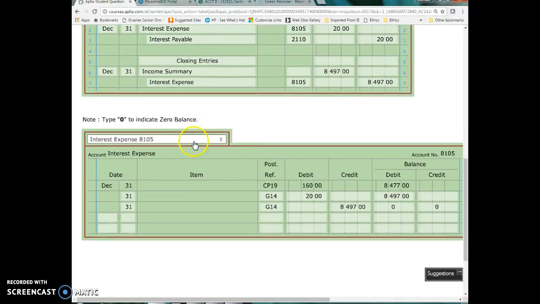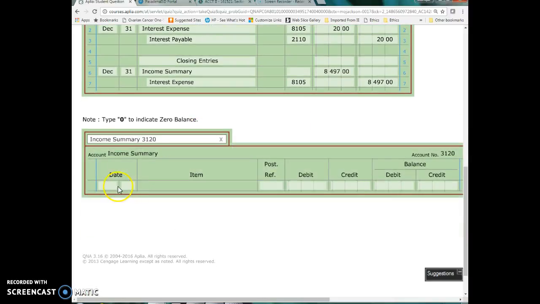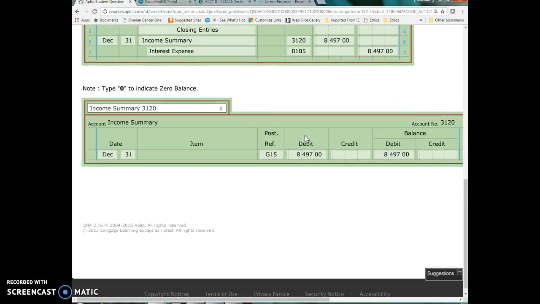Now we need to post for income summary. I'm remembering this time. December 31st. This post reference is from G15. Debit of $84.97. Debit balance of $84.97. And the account number to post that in the General Journal was 3120. Please push pause anytime you need to do so during this video so you can get your work entered.